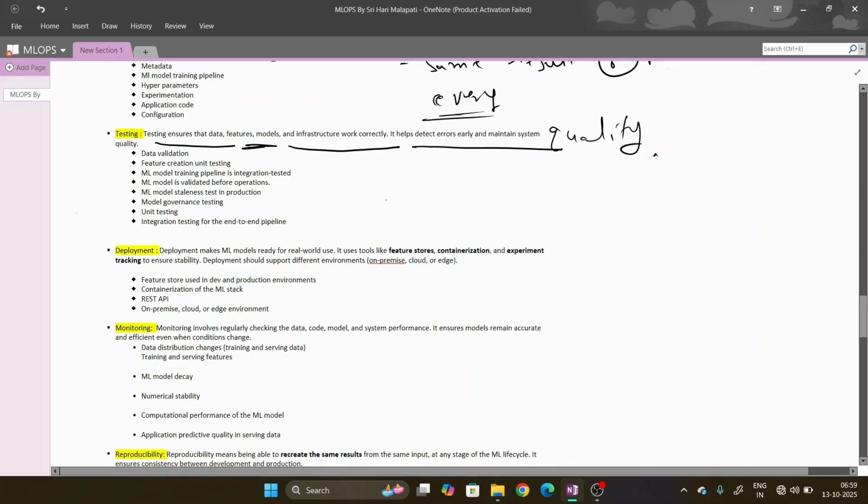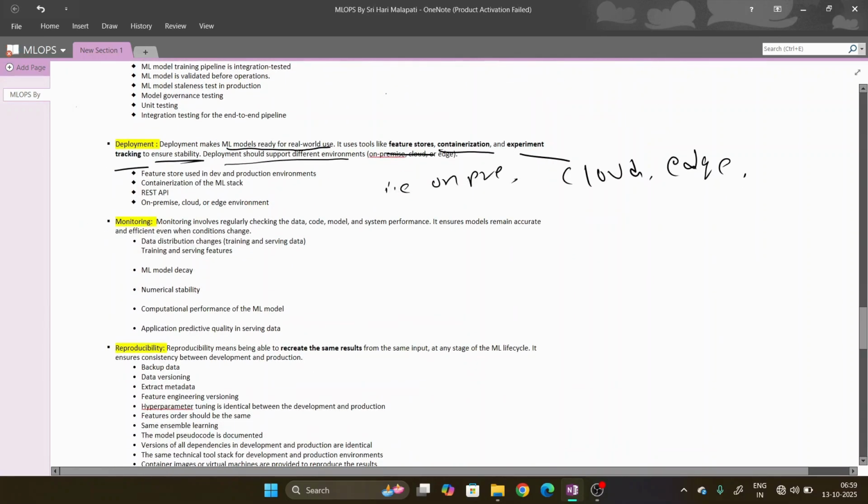Deployment. This deployment makes ML models ready for real world use cases, using tools like feature stores, containerization, and experiment tracking to ensure stability. Deployment should support different environments, that is on premises, cloud, or edge.